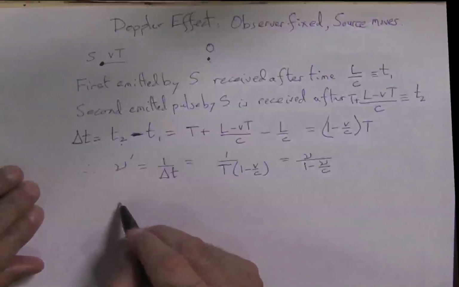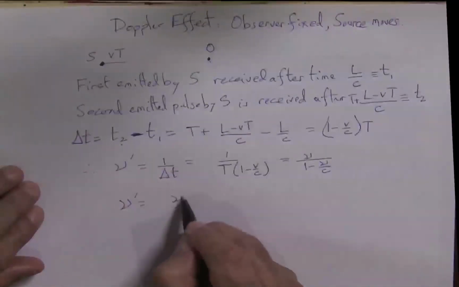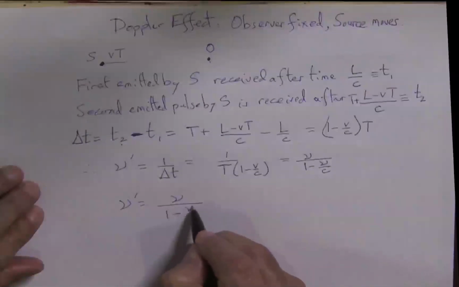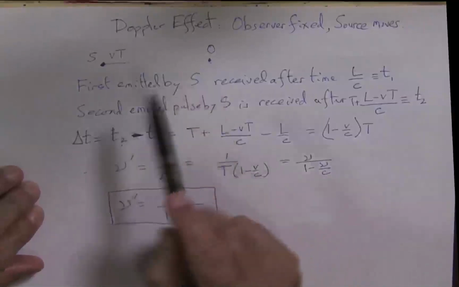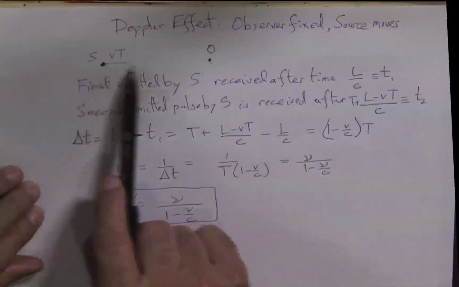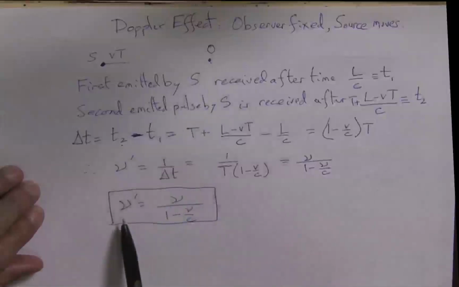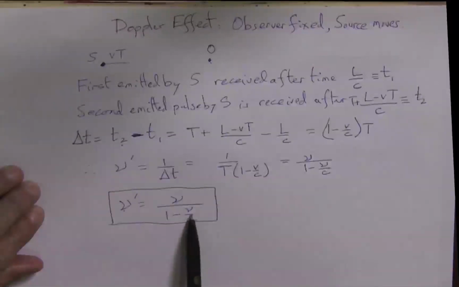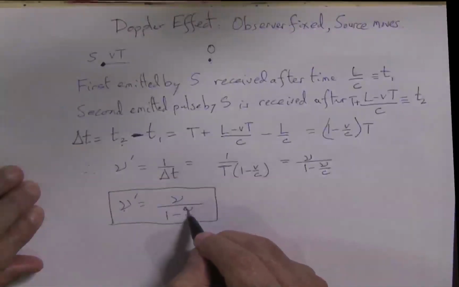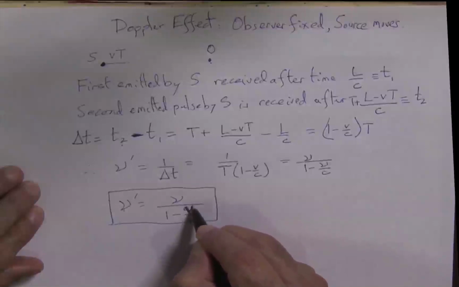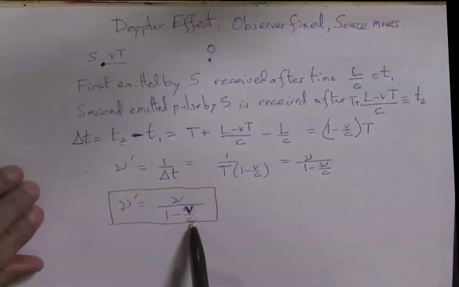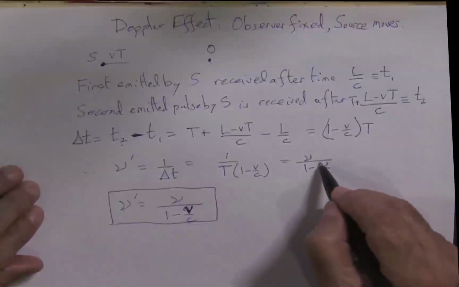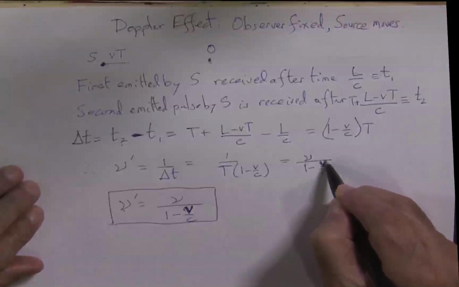And so this finally is our result. That as the source runs towards the observer, the observer sees that the frequency has gone up. So this V over here is positive, and so therefore this 1 minus V over C is smaller than 1. And I need to correct over here as well.